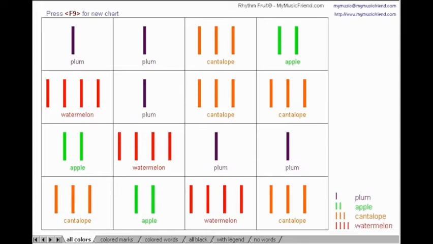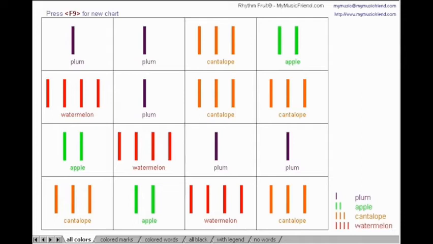All right, let's look at the next line down. One, two, your turn first. Watermelon, plum, cantaloupe, cantaloupe. That was a tricky one. All right, look at the next line, third line. Your turn first. Apple, watermelon, plum, plum. Good, that was a little easier.